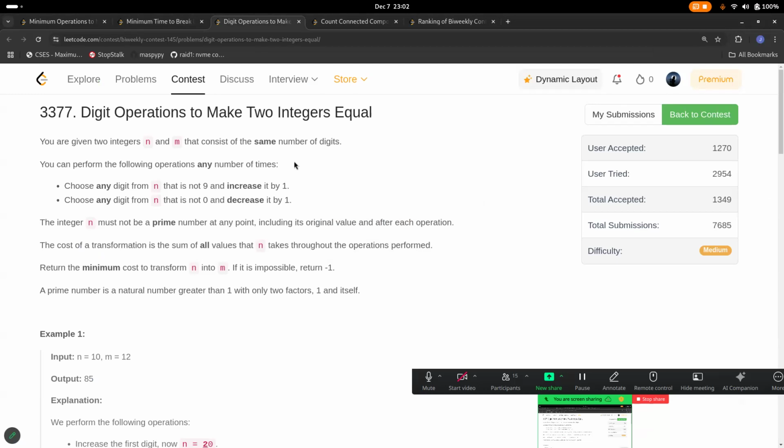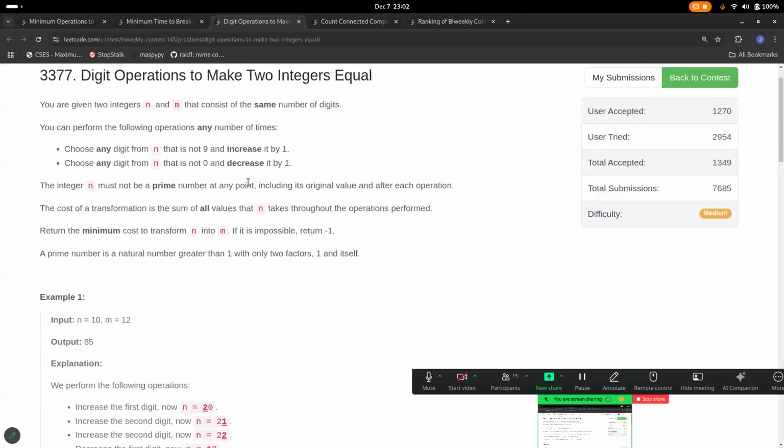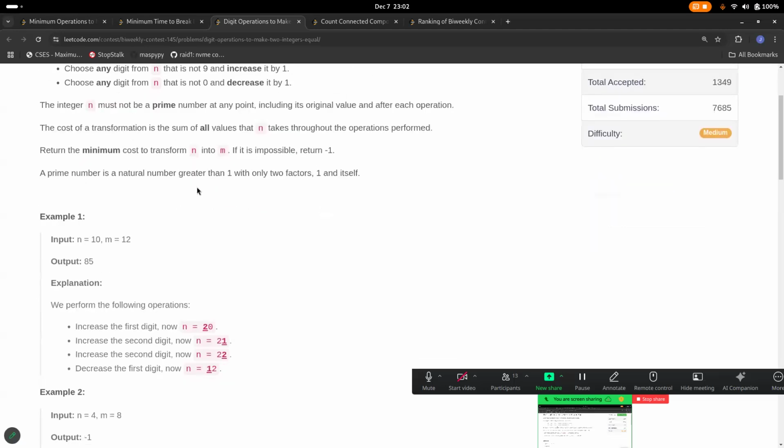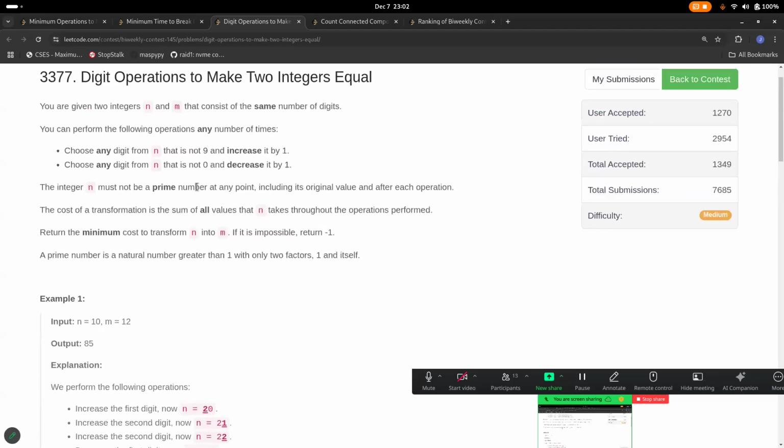In this problem, we are given two integers n and m. They consist of the same number of digits. And we can perform these operations any number of times. First, we can choose any digit from n that is not 9 and increase that digit by 1. Or we can choose any digit from n that is not 0 and decrease it by 1. Then after doing this operation, n must not be prime, else this is not a valid operation, and even the original value of n cannot be prime. And basically we have to do this operation any number of times and make n equal to m.